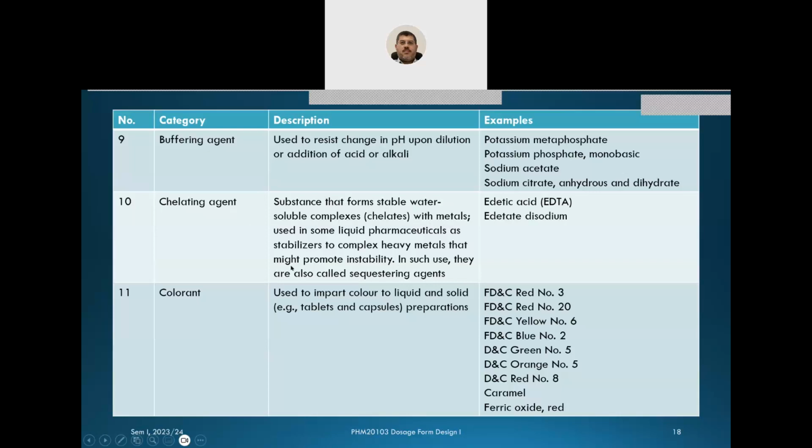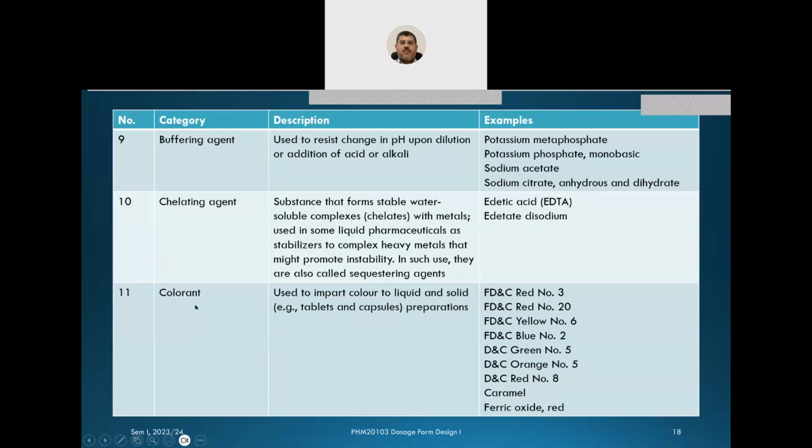Okay. For some drug products, metals may promote instability. So to keep the drug product stable and effective during the shelf life, the formulation must contain chelating agent, and examples are edetic acid, or we can call it ethylene diamine tetraacetic acid, or shortly EDTA, or its salt, disodium edetate.